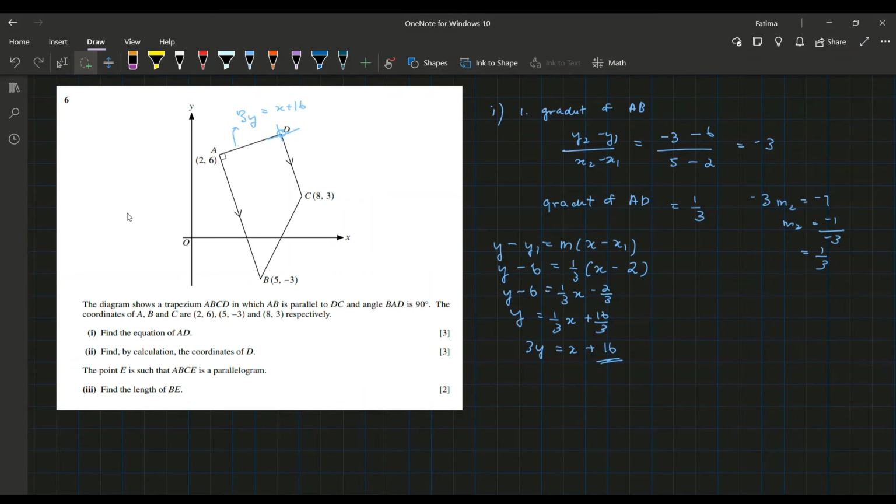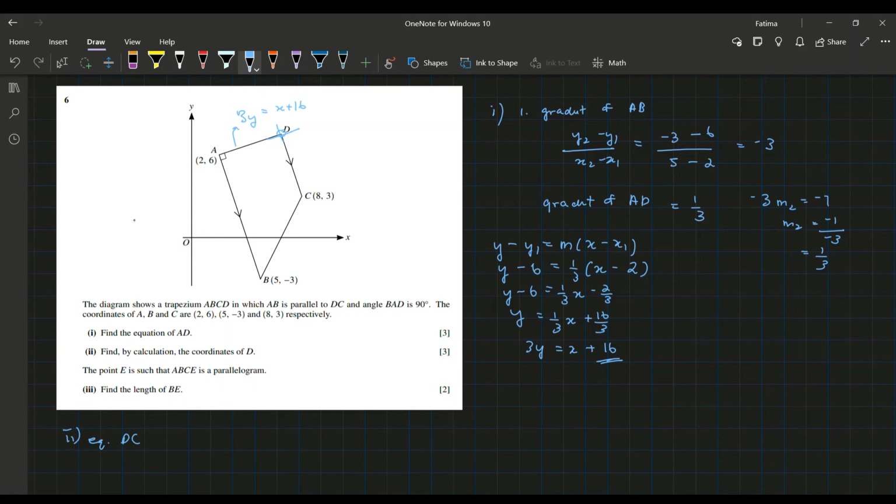Now for the second part, we have to find the coordinate D. The way we can do that is by equating the equation of AD and the equation of DC to each other to find their intersect, which is point D, as I've annotated in the diagram. So we know the equation of AD is 3y is equal to x plus 16. So we'd have to find the equation of DC.